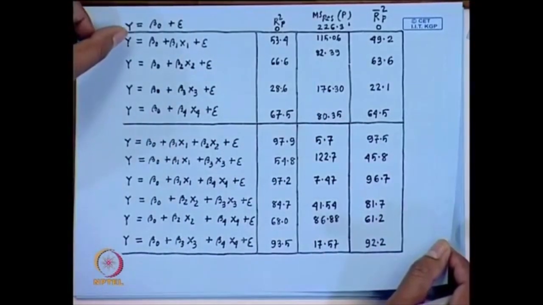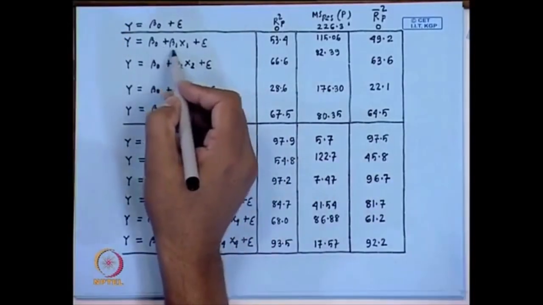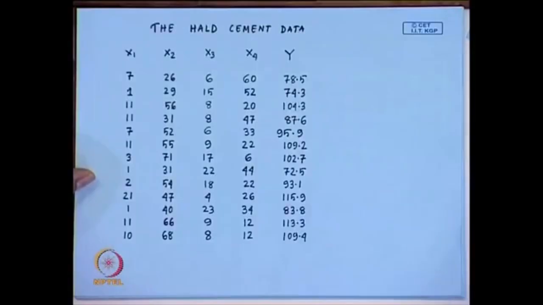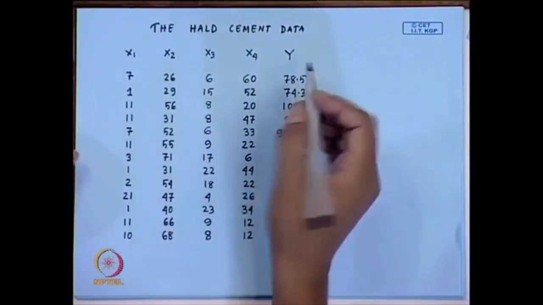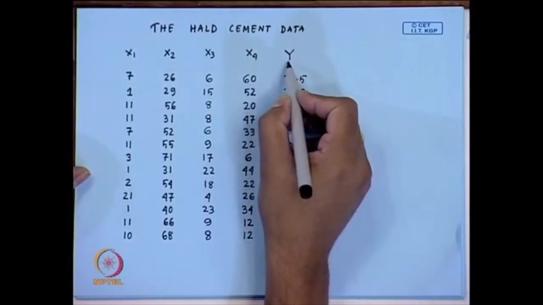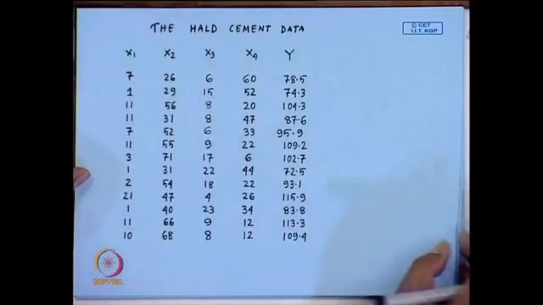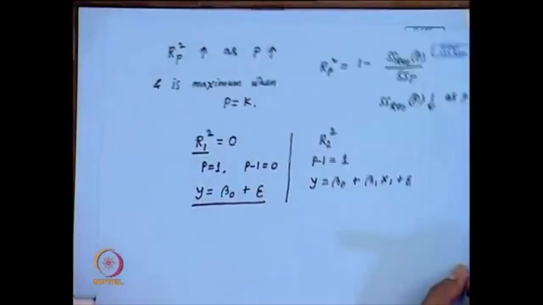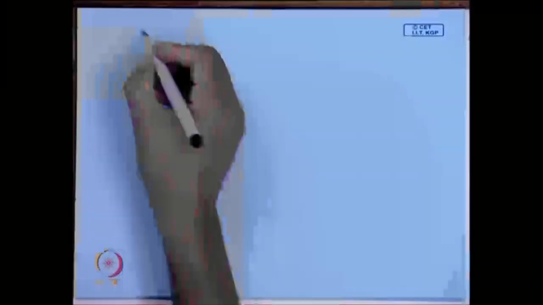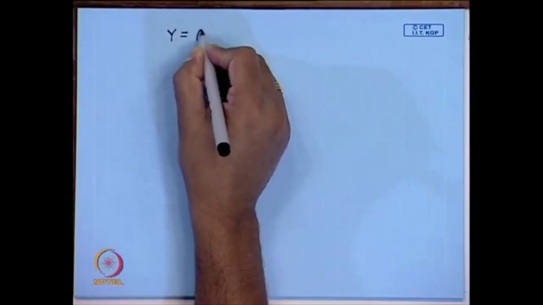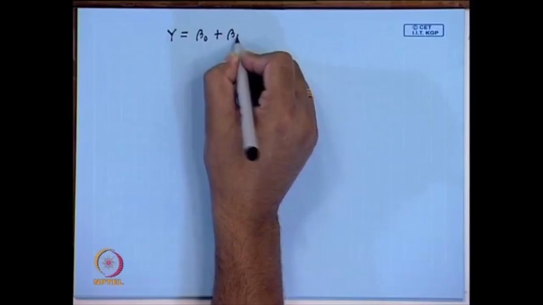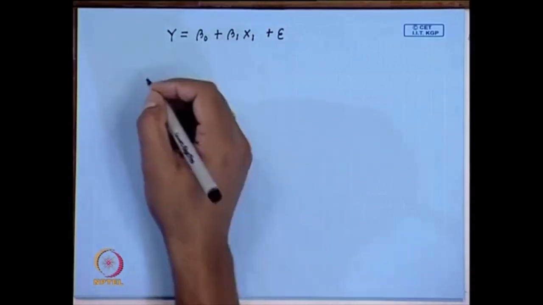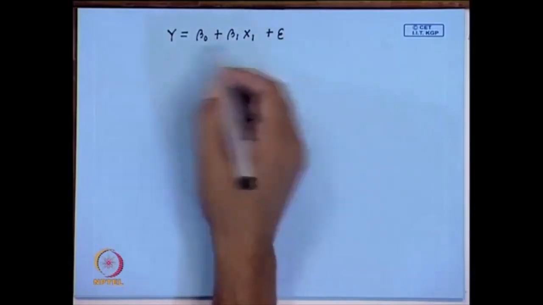Let me fit at least one equation. For example, I'll fit this equation. I have this data. I'll try to fit a model of the form y equal to beta naught plus beta 1 x 1 plus epsilon for that Hall data. I am not going into the detail, so this looks like a simple linear regression model.